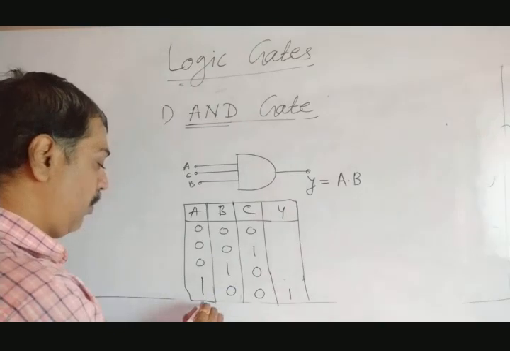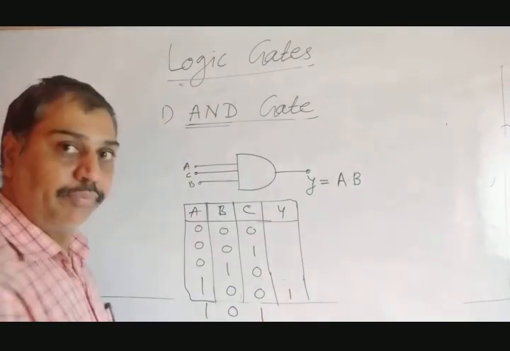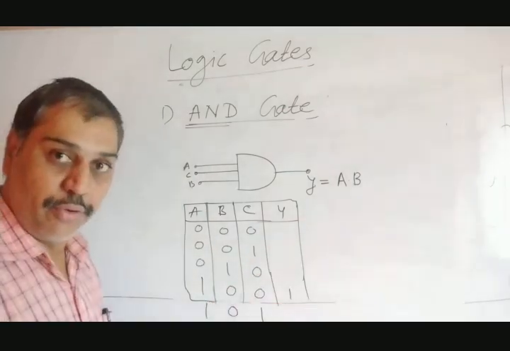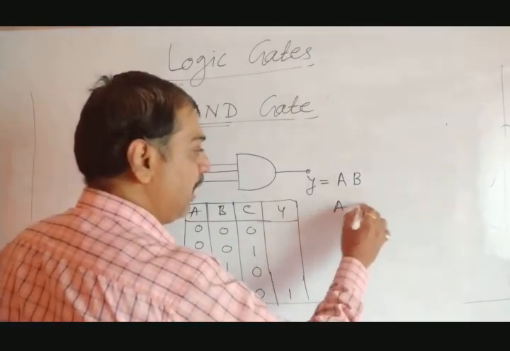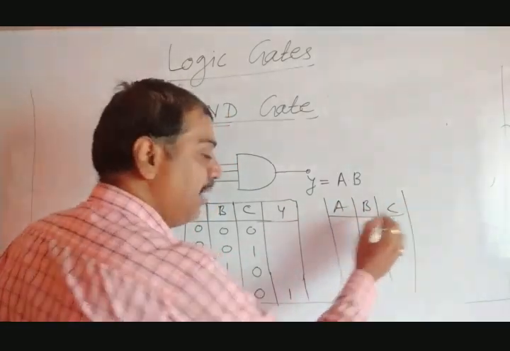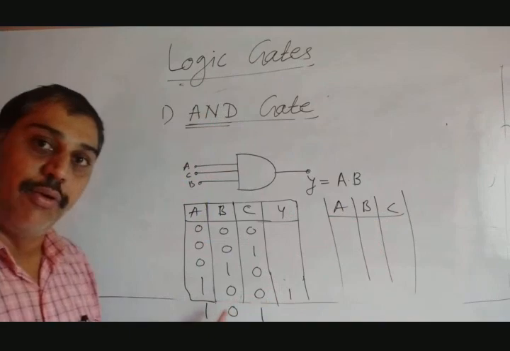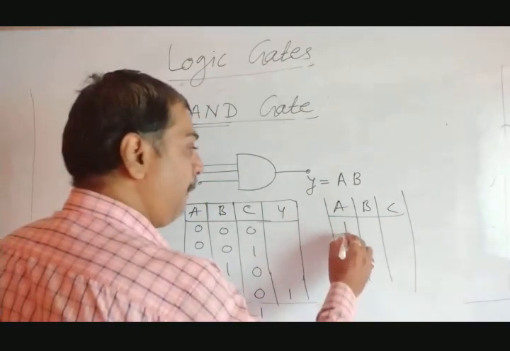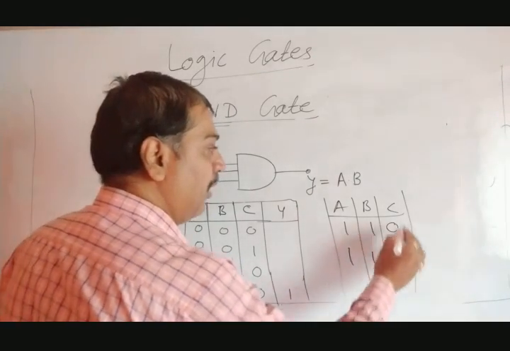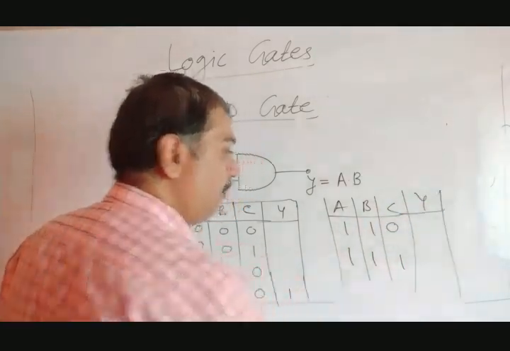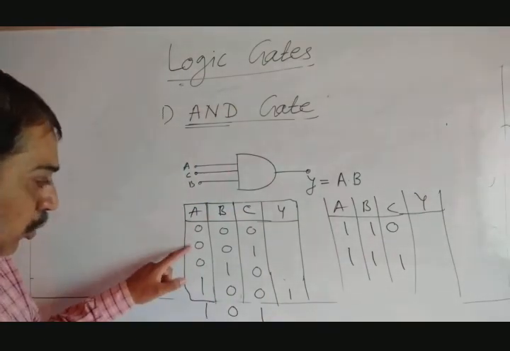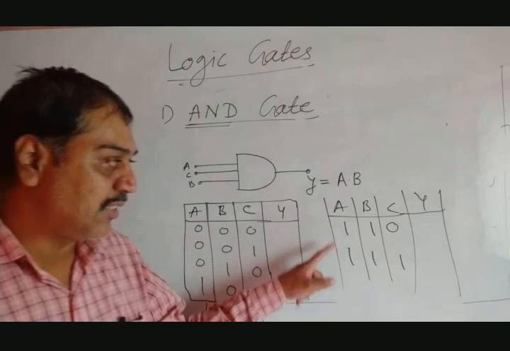1 0 1, the fifth. I will write the fifth here side by side, 1 0 1. Then again I will write A B C as the next combination: 1 0 0, 1 0 1, 1 1 0, and the last is 1 1 1, and the corresponding output Y we want to represent. Now see how many possible variations there are: 1 2 3 4 5 6 7.